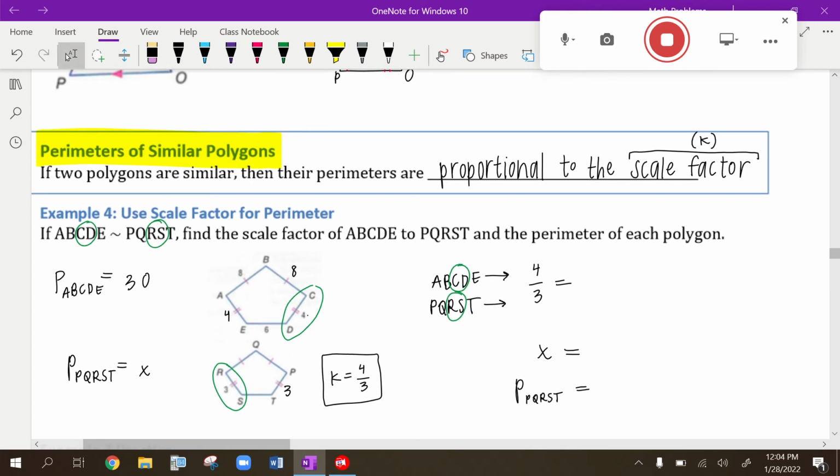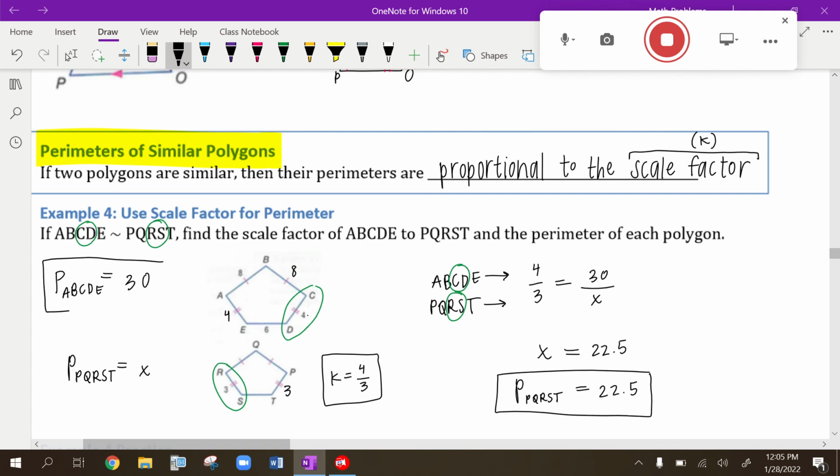I know that the perimeters are proportional to the scale factor. Since I used ABCDE in the numerator of my scale factor, I'll have to use that perimeter in my numerator. And then since 3 came from polygon PQRST, I'll put X in the denominator. Now you can cross multiply and divide. 3 times 30 divided by 4 gives you 22.5. Since X is 22.5, it means my perimeter is 22.5.